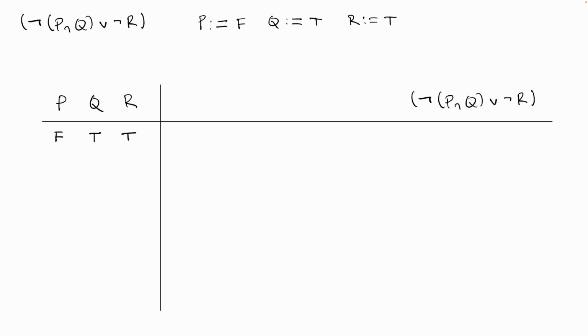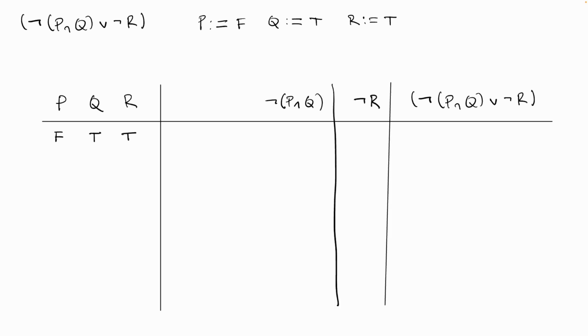Now the larger formula in this case is a disjunction. It's the disjunction of not P and Q and not R. To determine what the truth value of a disjunction is, we need to know the truth value of its disjuncts. So in this case, we need to know the truth value of not P and Q and of not R. So in this style of truth table, we create new columns for those two formulas, with the idea being that we'll first fill in these columns with the truth values for these two formulas, and then we'll use that information to fill in the column for not P and Q or not R, which is our ultimate target.